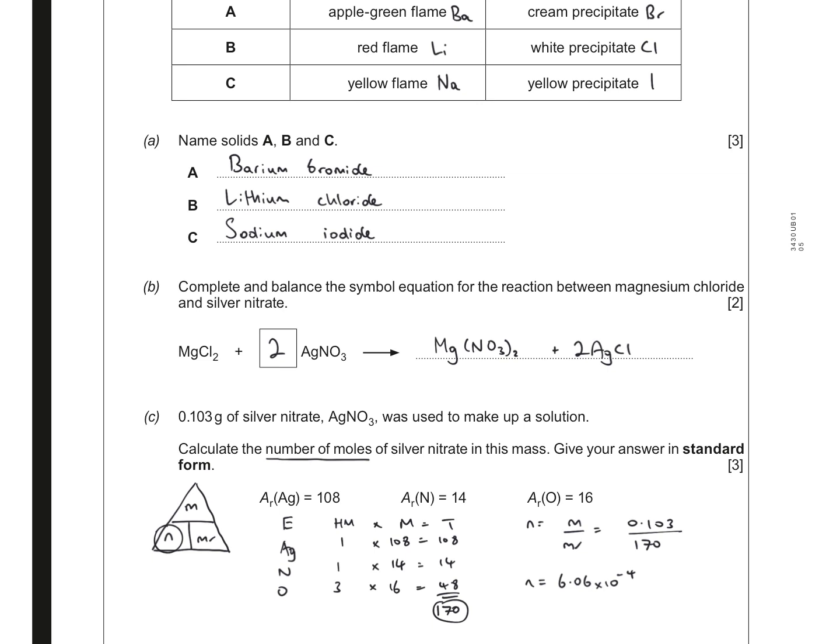We then need to complete and balance the symbol equation for the reaction between magnesium chloride and silver nitrate. What I want you to think, guys, is when we do these, you swap over the metals. So we end up with silver and chlorine together and magnesium and nitrate together. We balance it, the 2 there comes from this, and the way we can remember that it's AgCl is if I look at the back, silver chloride is Ag+ and Cl-.